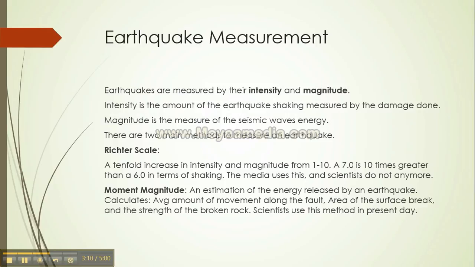Earthquake measurement. Earthquakes are measured by their intensity and magnitude. Intensity is the amount of the earthquake shaking measured by the damage done. Magnitude is the measure of the seismic wave's energy. There are 2 main methods to measure an earthquake. The Richter scale, a 10-fold increase in intensity and magnitude from 1 to 10. A 7.0 is 10 times greater than a 6.0 in terms of shaking. The media uses this, and scientists do not anymore.